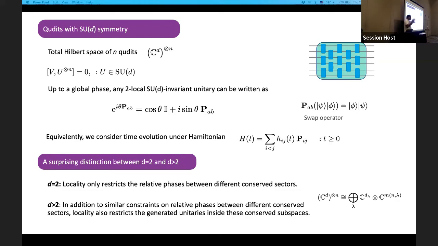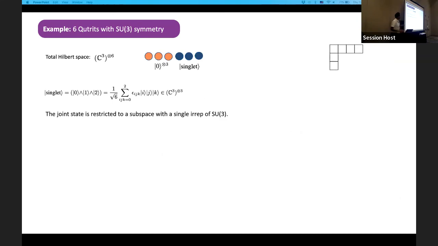On the other hand, for SU(3) with qutrits, now you also have, in addition to these restrictions, restrictions inside these subspaces. Even if the state is restricted to a particular irrep of SU(3), still you can have a restriction. So let me show you an example of that restriction. This is a simple system with 6 qutrits in this state. So 0, 1, 2 are just an orthonormal basis for a qutrit. So 3 of those qutrits are in the singlet state, 3 of them are all in state 0.